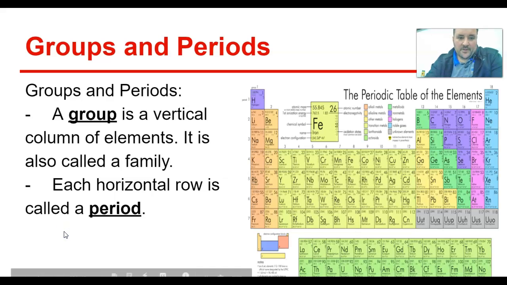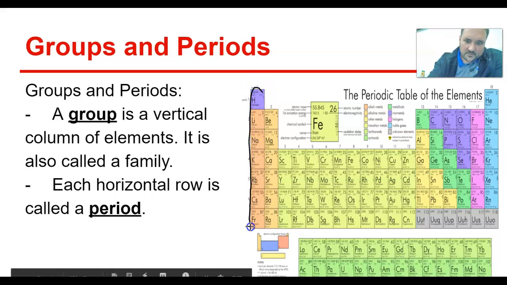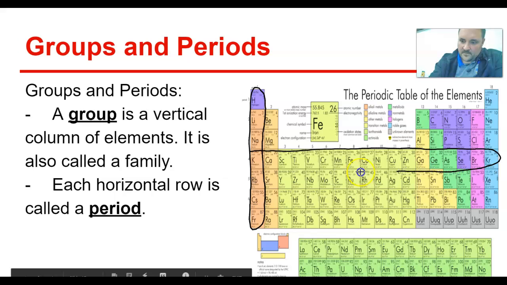A group is a vertical column, and a period is a horizontal column. So this is a group. These are vertical. A horizontal column is a period. There are more similarities for atoms in a group than there are in a period. In fact, a period can be very diverse as you go from one end to the other.